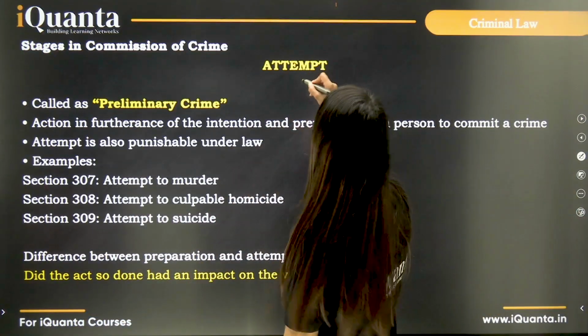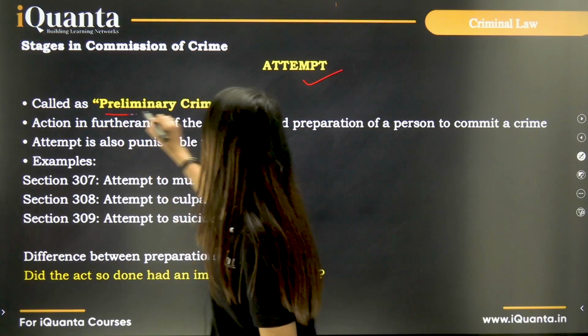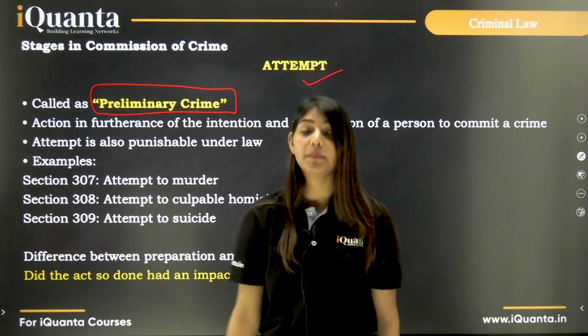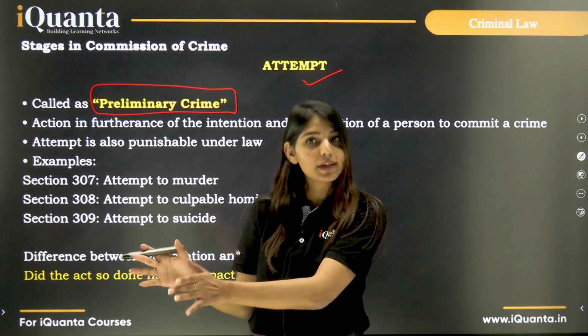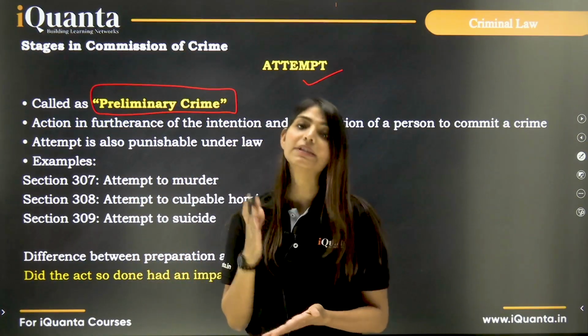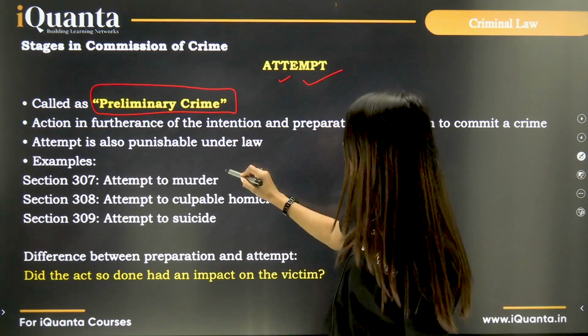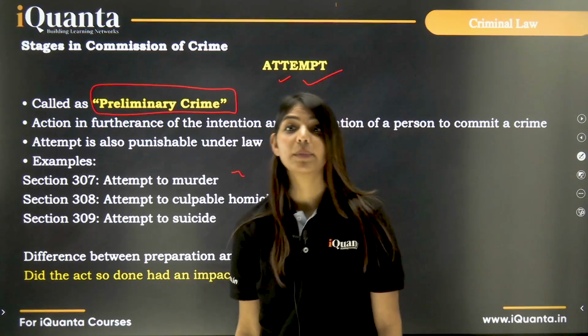When we talk about the attempt, it is also called the preliminary crime. By this, I hope you're understanding that attempt is almost like you've committed the crime, you're already at the preliminary stage of committing the crime, right? I'll also tell you that attempt, as we'll discuss over here, is also punishable for various kinds of crimes.